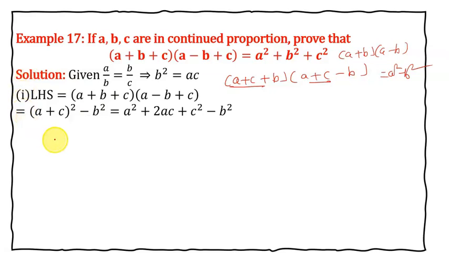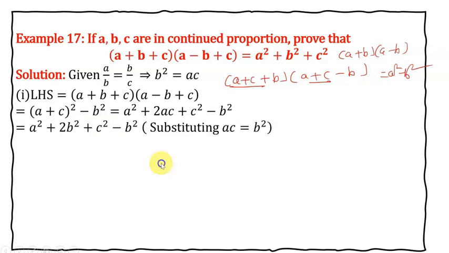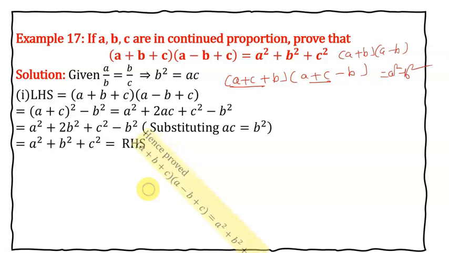Similarly here, (a plus c) bracket square minus b square is equal to, okay, then what is (a plus c) bracket square? a square plus 2ac plus c square minus b square. Next, substitute the value of b square, that is ac. Therefore, 2ac is nothing but 2b square. ac is b square. a square plus 2b square plus c square minus b square. And next simplification, 2b square minus b square, you will have b square. That is a square plus b square plus c square. That is equal to RHS, and hence it is proved.